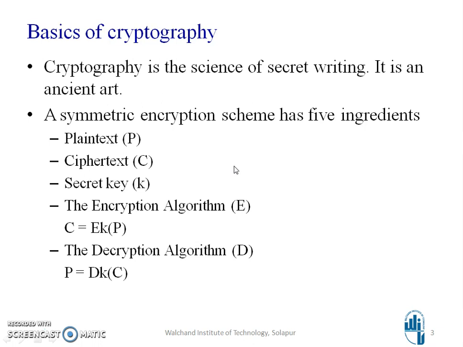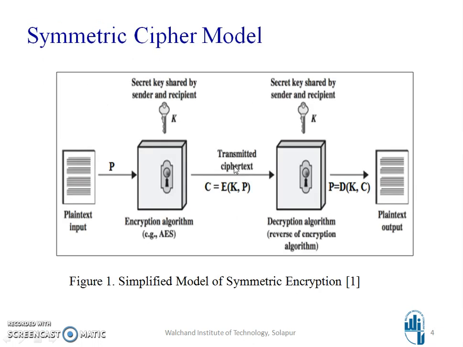A symmetric encryption scheme has 5 main ingredients: plaintext P, ciphertext C, secret key K, encryption algorithm E, and the decryption algorithm D. Plaintext is the original intelligible message or data that is fed into the algorithm as input. Encryption algorithm performs various substitutions and transformations on the plaintext. Secret key is also input to the encryption algorithm. The key is a value independent of the plaintext and of the algorithm. The algorithm will produce a different output depending on the specific key being used at the time.